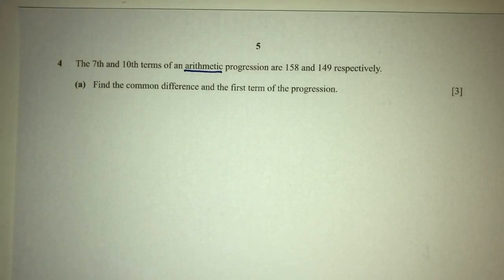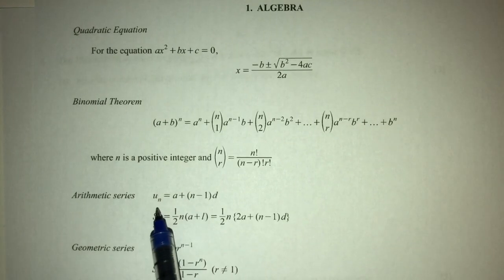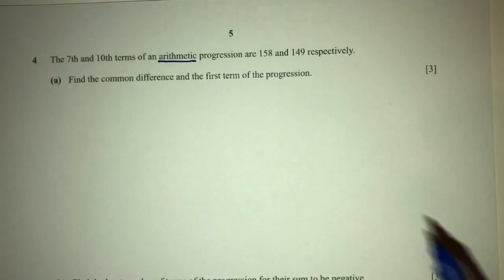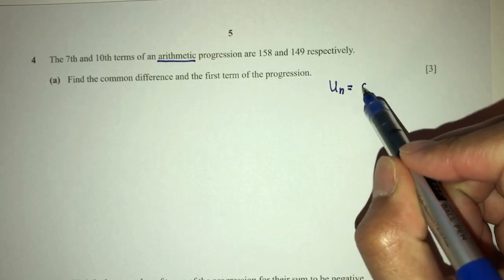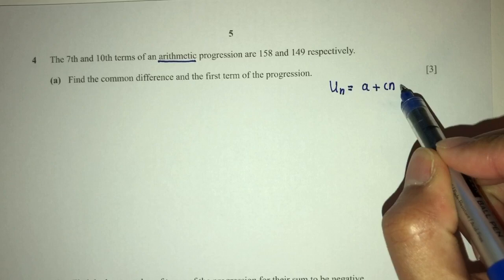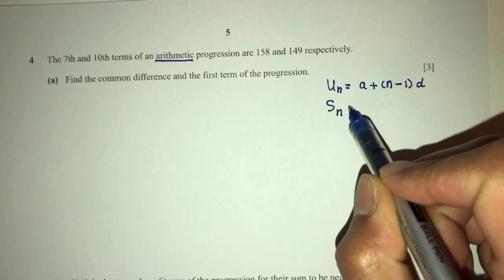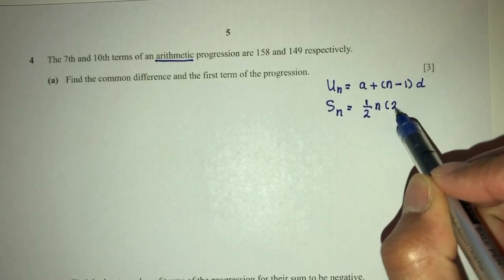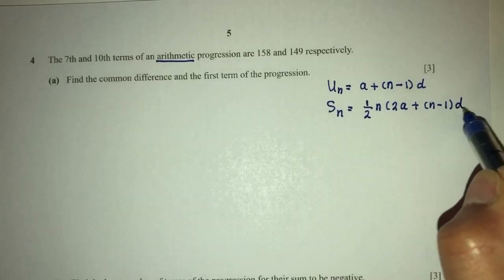Okay, so that will be your official list of formulas. As you can see here, we have two equations given to you for arithmetic progression. Let's first write them down on the main page of the question. The nth term is given by a plus n minus 1 times d. And the sum of the first n terms is given by half n times 2a plus n minus 1 times d.